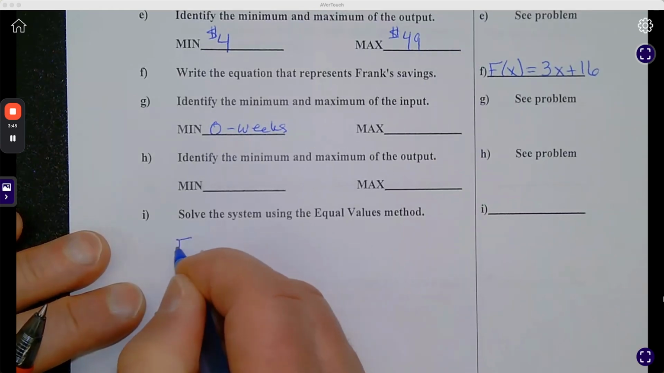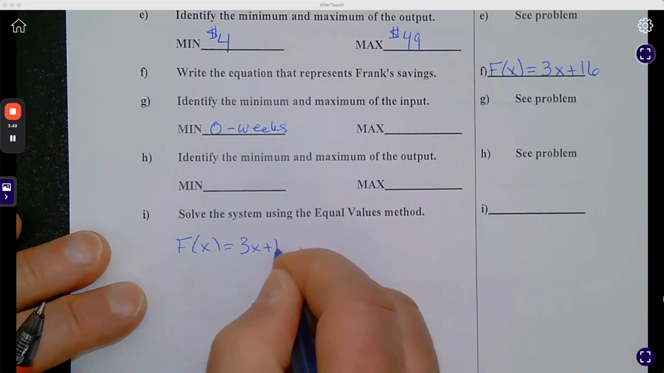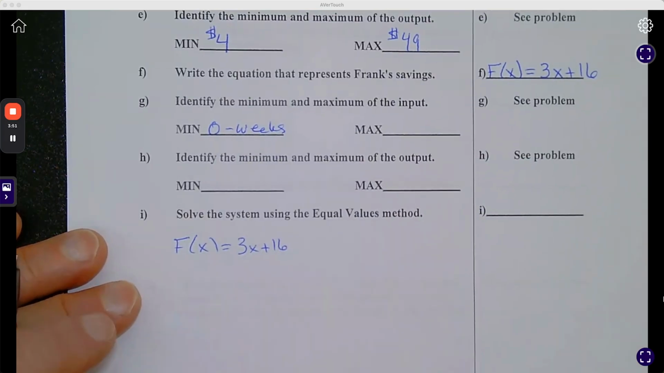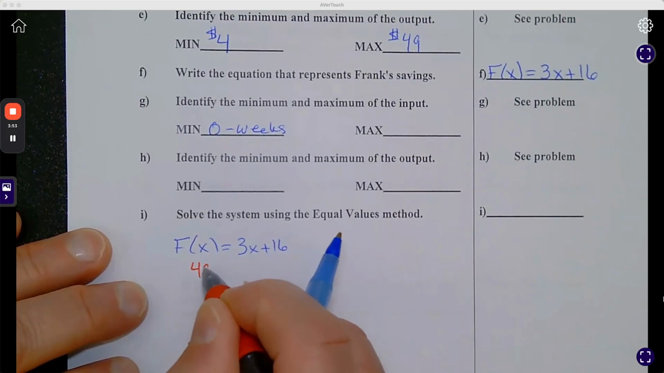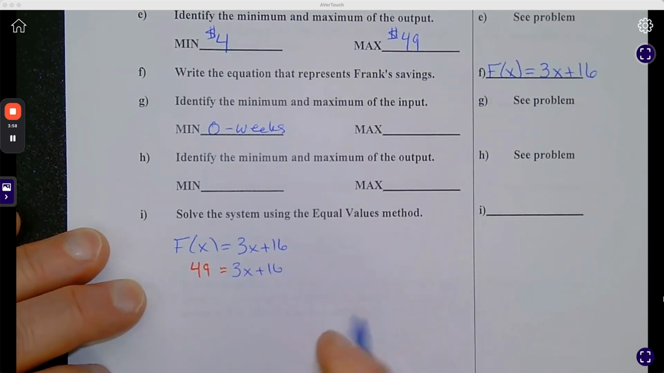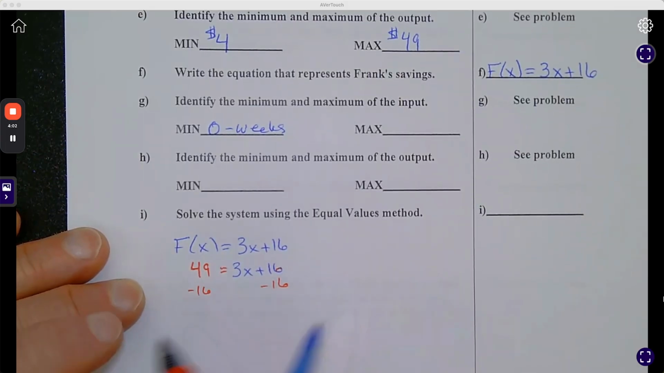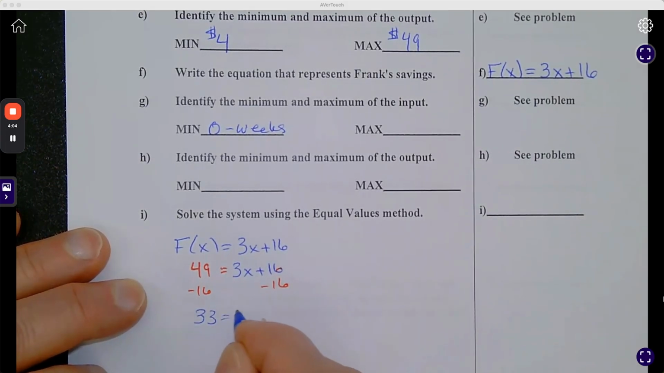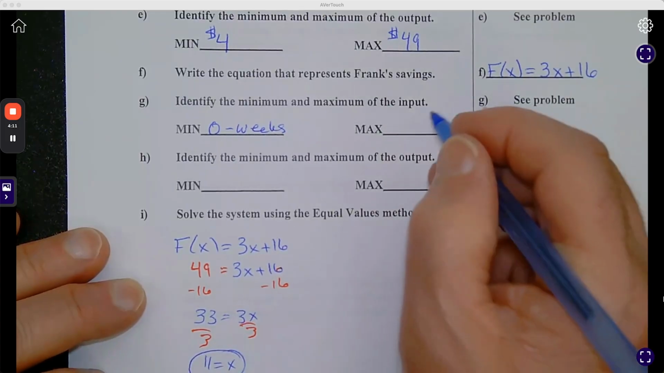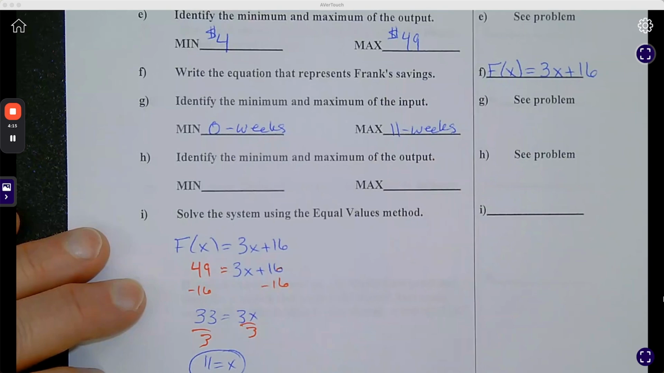So I'm going to go here. I needed this space for something else, but I'm going to go ahead and use it. I want my output to be 49. Subtract 16, and you get 33 equals 3x. Divide by 3, and you get 11 equals x. That means it's going to take Frank 11 weeks to save $49.